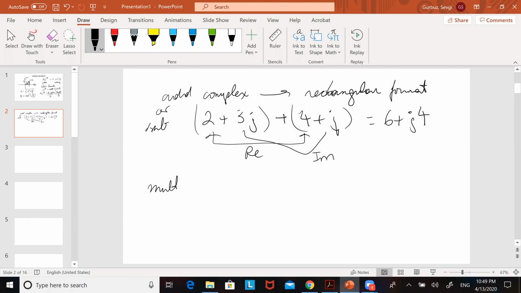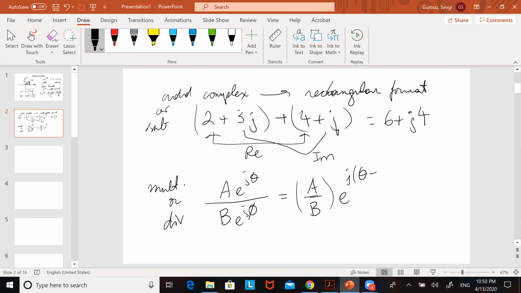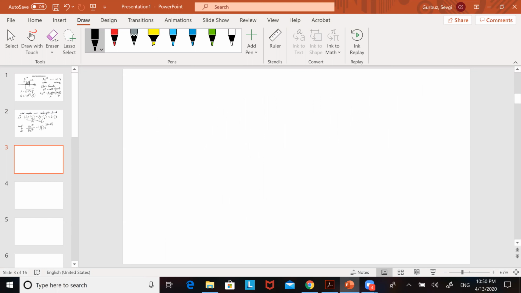But if you want to multiply or divide two complex numbers, this is much more easily done by using the polar format. Consider a e to the j theta divided by b e to the j phi. The magnitude of this division would just be the division of the magnitudes, so you would get a divided by b, and we would just subtract the exponents. So this would be e to the j theta minus phi. This is quite easy to do. Let's do some other examples to see how we can use these principles to make our life easier.